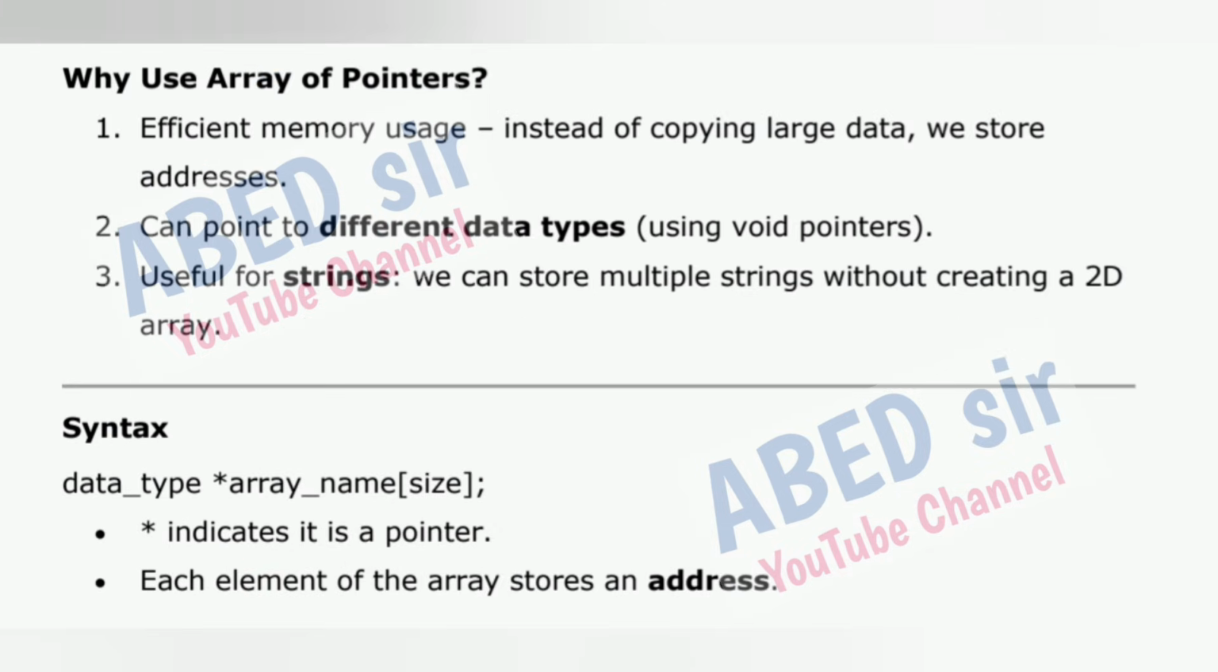Why use array of pointers? 1. Efficient memory usage: instead of copying large data, we store addresses. 2. Can point to different data types using void pointers. 3. Useful for strings: we can store multiple strings without creating a 2D array. Syntax: data_type *array_name[size]; the asterisk indicates it is a pointer. Each element of the array stores an address.